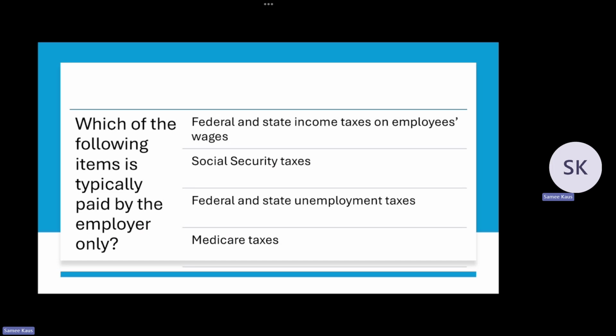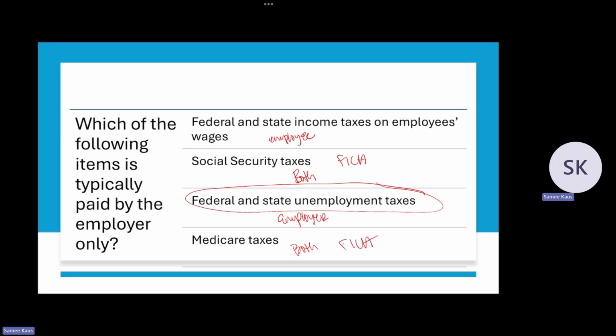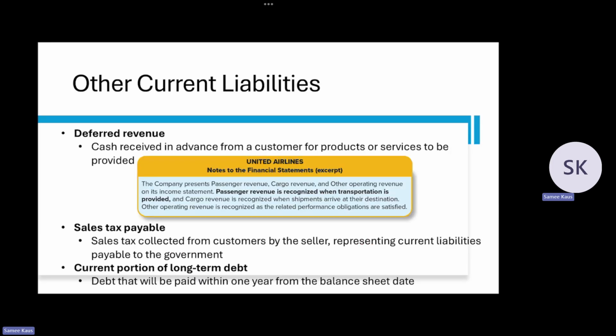Okay, well, I got federal and state income tax. Well, I know the employee pays that. Social security tax. Well, I know that's both because those are collectively included in my FICA. I have this unemployment tax. Hey, now I'm getting somewhere. I know only the employer pays that, but I can double check and make sure that this Medicare tax is in fact paid by both, again, collectively known as my FICA.